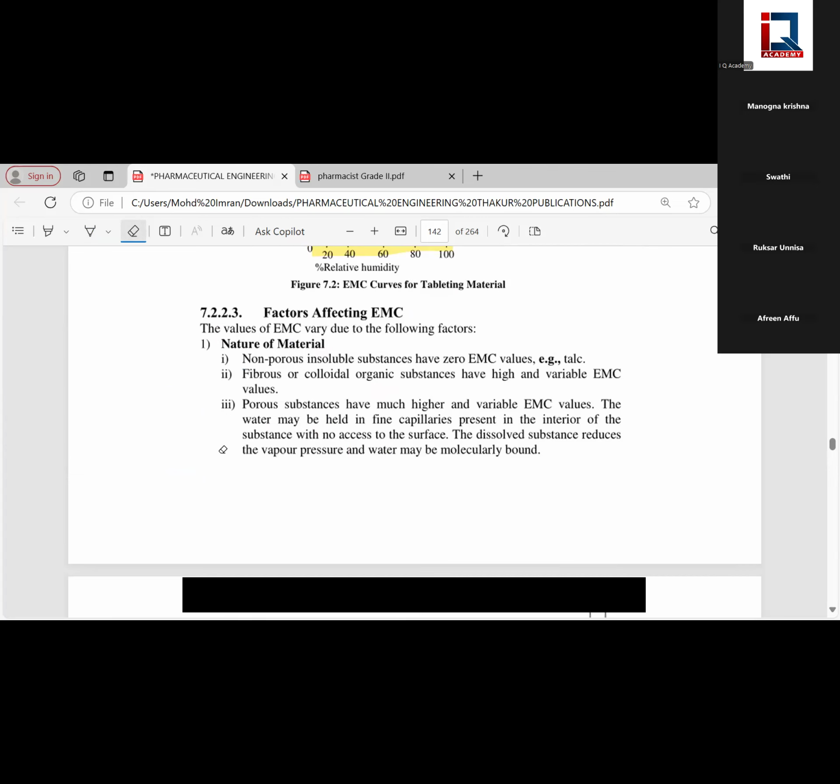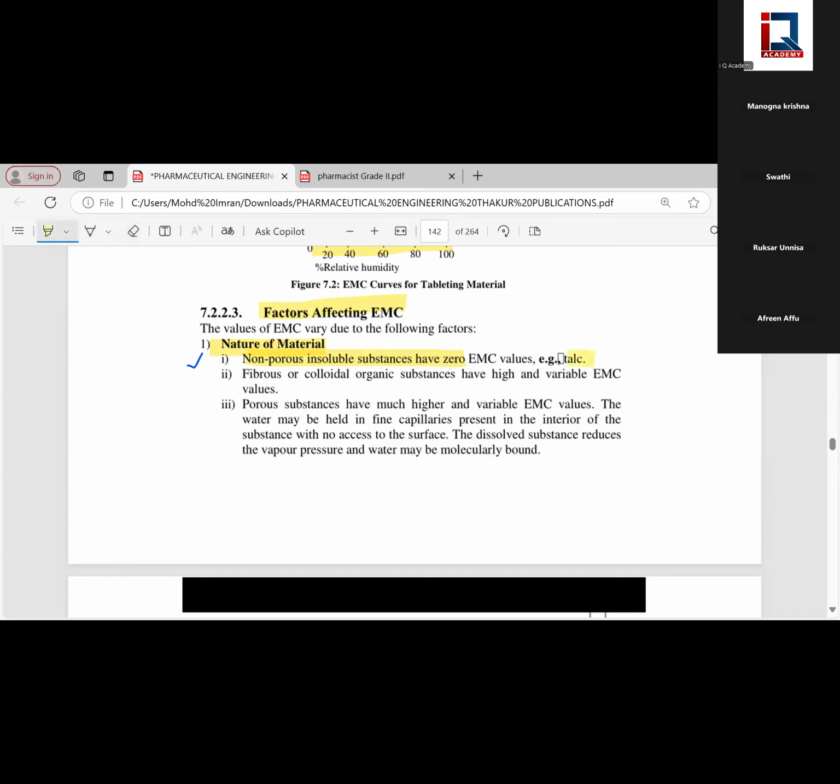Yes, sir. Thank you. Then factors affecting EMC. There are a lot of factors which affect the EMC. One among them is the nature of the material. Non-porous, insoluble substances have zero EMC. You should remember this. If the substance is non-porous and insoluble, then there will be no EMC at all. The technical example for that is talc.